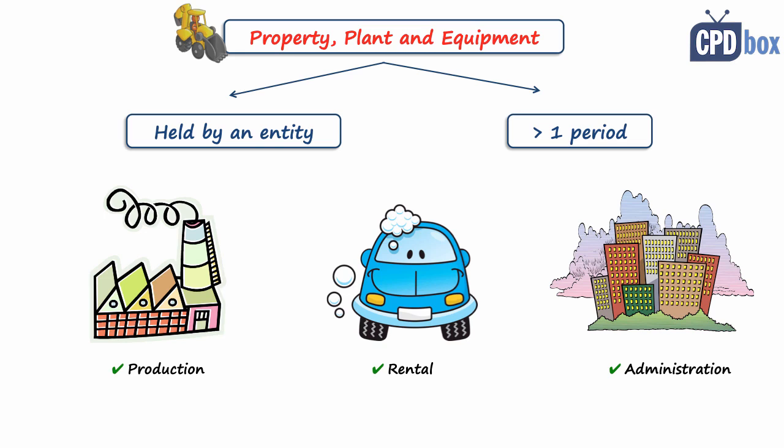Here, I'd like to point out that if the building is used for rental purposes, then IAS 40 Investment Property might apply instead of IAS 16, so just bear that in mind. Here, the rental purpose relates more to other items like vehicles or machines.